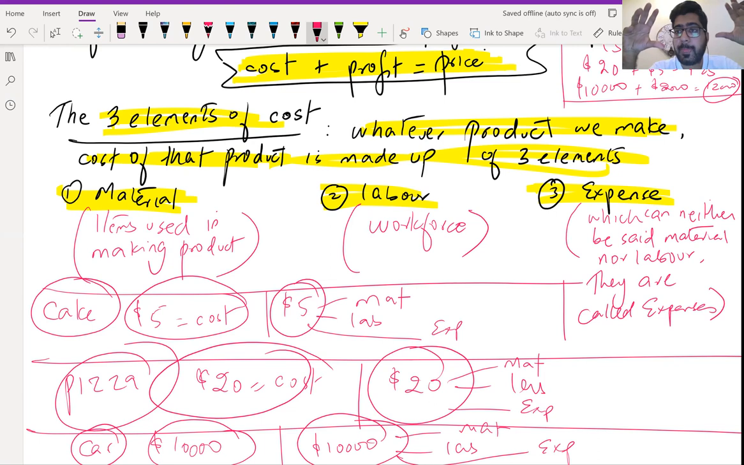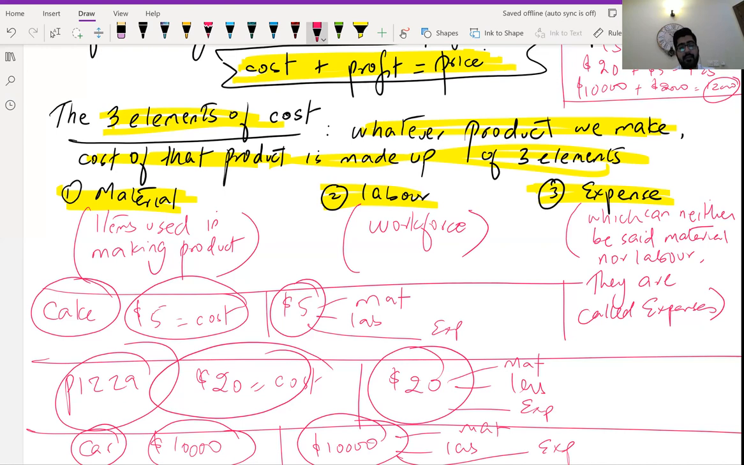Okay, this is not about only the examples I quoted. You can check anywhere. Let's suppose a house was constructed. Was the house constructed for free? No. Let's suppose there was some money spent on house construction, 20,000 USD. That's cost. Expenditure incurred in making a product. This cost was always made of three things. Were there some items used in making the house? Yes. Cement, steel, fiber, material. Were there some workers involved? Were they paid? Yes. Labor. Was there any other thing? Yes, transportation, electricity. You cannot say it's your material. You cannot say it's your labor. So any other thing is called expense.